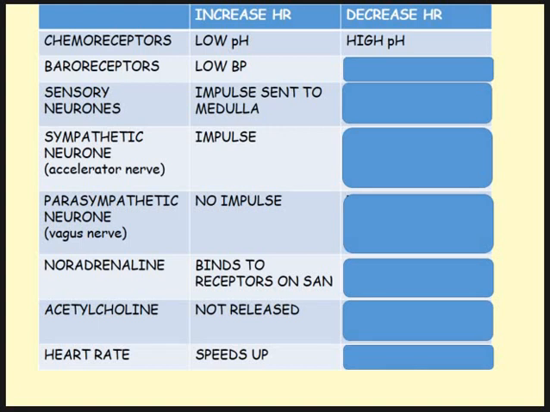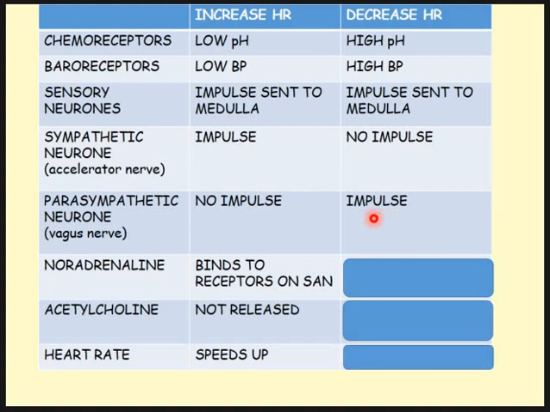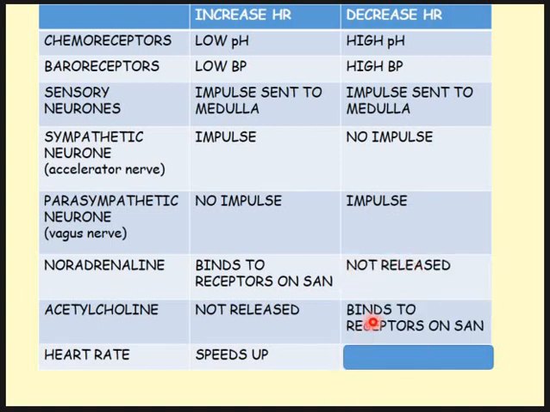So when you decrease your heart rate, there's high levels of pH detected by the chemos, high blood pressure detected by the baroreceptors. Again, impulses will be sent to the medulla. This time, sympathetic neuron is not stimulated. It is the parasympathetic that is stimulated. There's no noradrenaline. This time you release acetylcholine instead, and you slow down your heart rate. Okay, so again, if you've got the CGP book, remember to read through that as well. Do it in combination with this PowerPoint.